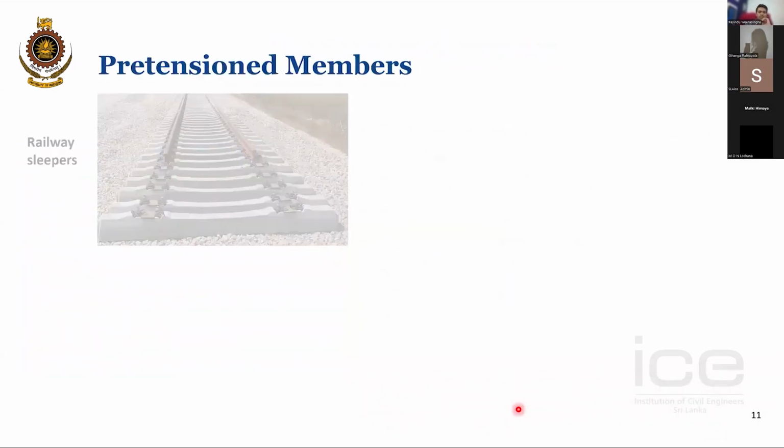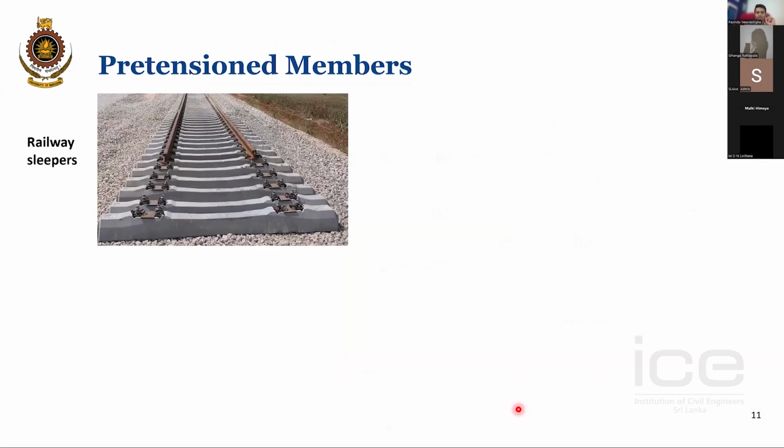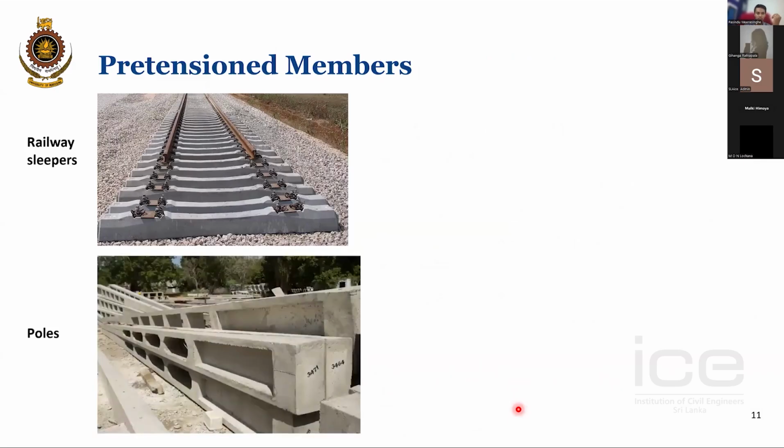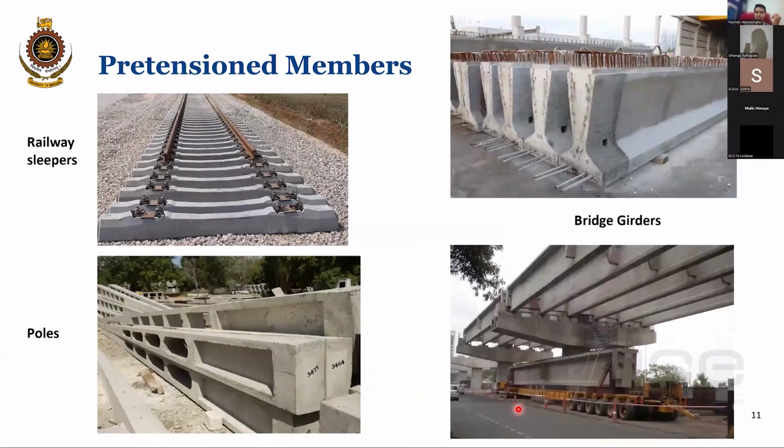And for pre-tensioned members, usually the size is small because we have to transport these members from the factory to the construction site. So railway sleepers, which are repetitive, light poles, and certain bridge girders as well. They were manufactured not on the bridge but at ground level and then hoisted up. So whatever the method of transport, if you apply the force before the concreting, it is called pre-tensioning.